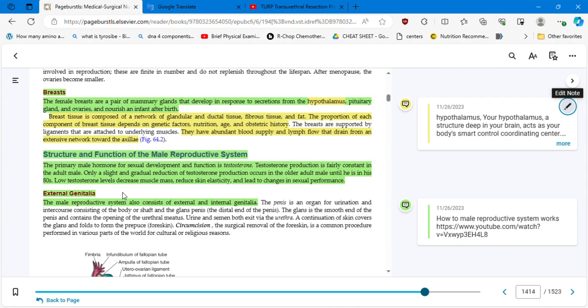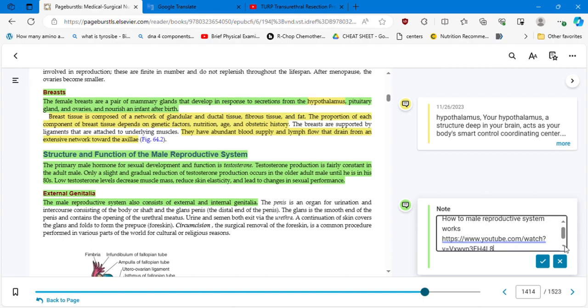Only a slight and gradual reduction of testosterone production occurs in the older adult male until he is in his 80s. Low testosterone levels decrease muscle mass, reduce skin elasticity, and lead to changes in sexual performance. External genitalia of the male reproductive system. We are going to watch another video to summarize and to refresh our knowledge about this topic.